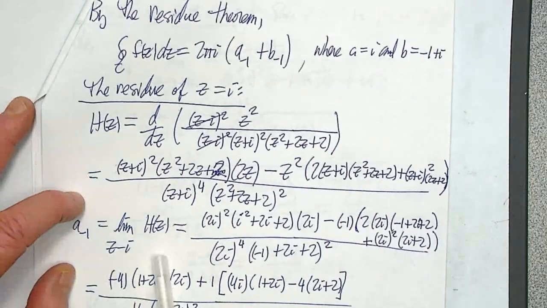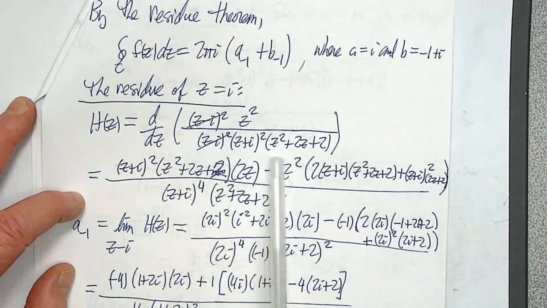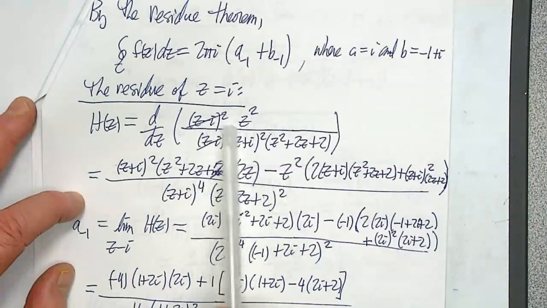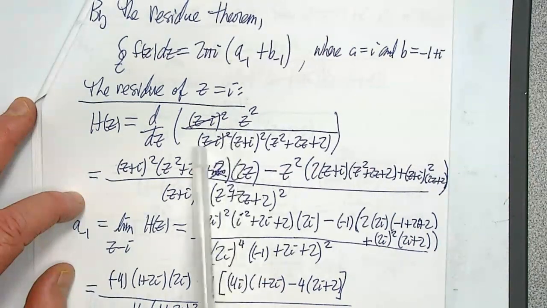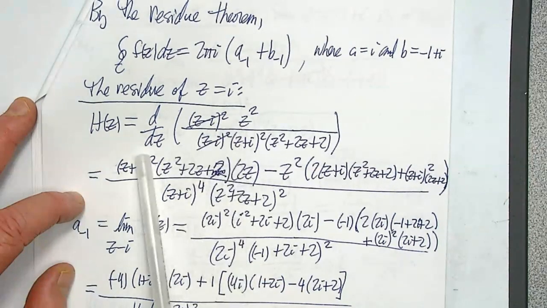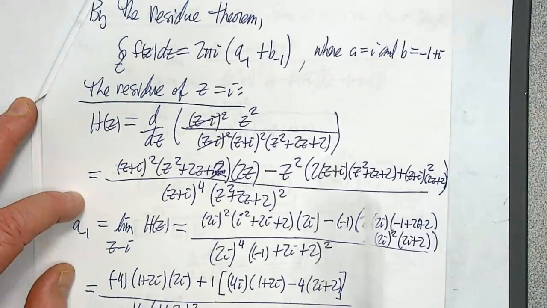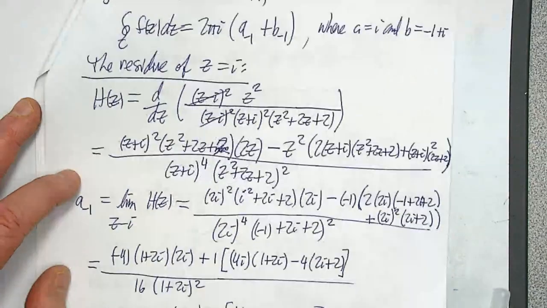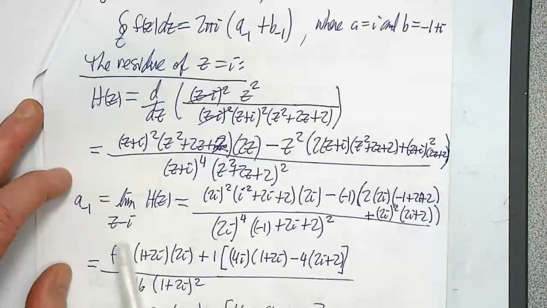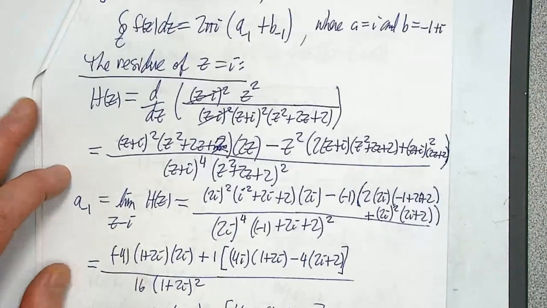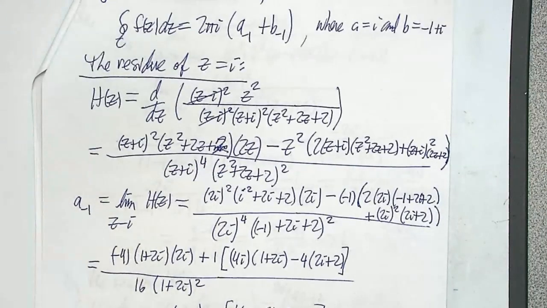So what we do is multiply by z minus the pole raised to whatever power we have for its order, and then take the derivative a number of times, one less than the order, and that defined h, and then we take the limit as z approaches i.